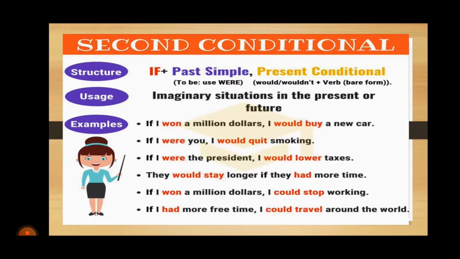So likewise, if you move on to the second conditional clauses, if plus past simple plus would plus verb. That's what we see. So here you're dealing more with imaginary situations in the second conditional clauses. So is it possible? No, it's not possible. Only it's possible in the imagination. If I won $1 million, I would buy a car. So it's not possible, and so an imaginary situation is referred to here. If I were you, I would quit smoking. This is also not possible. If I were the president, I would lower taxes.